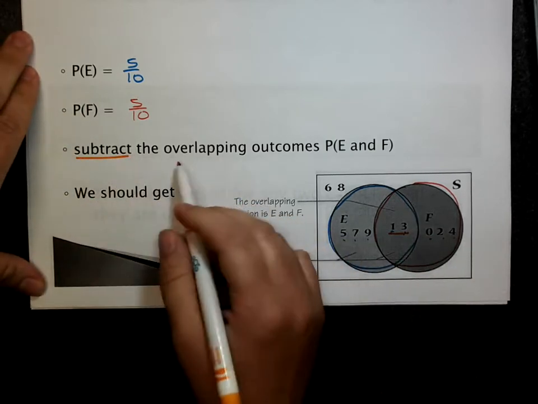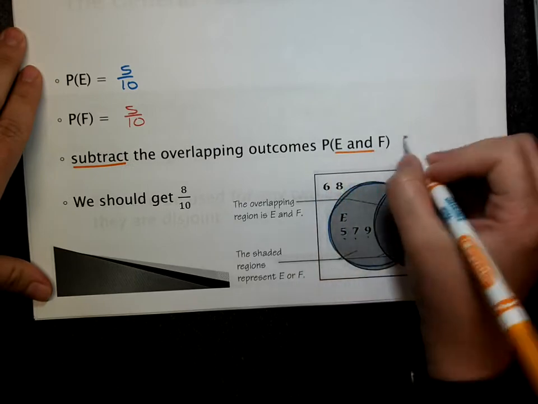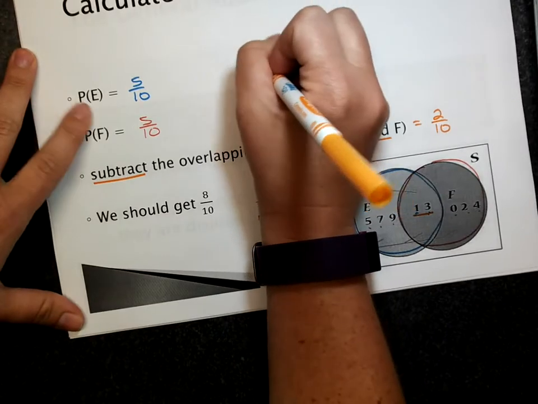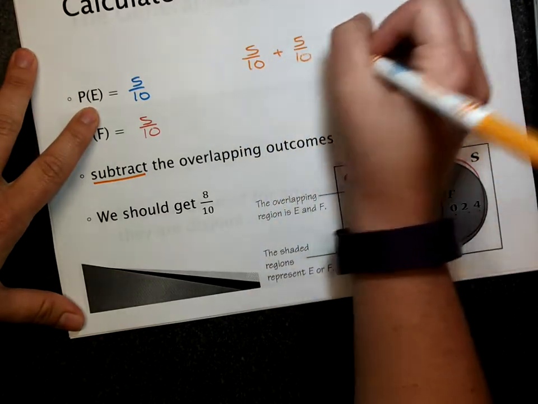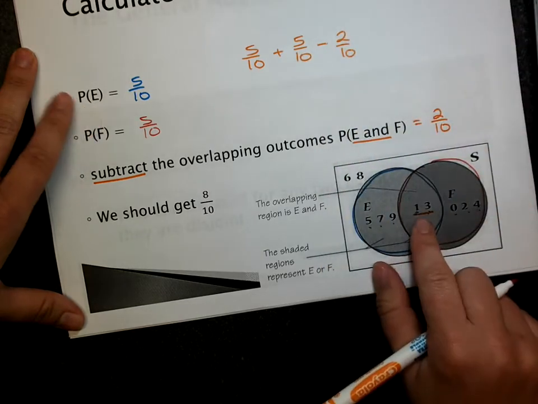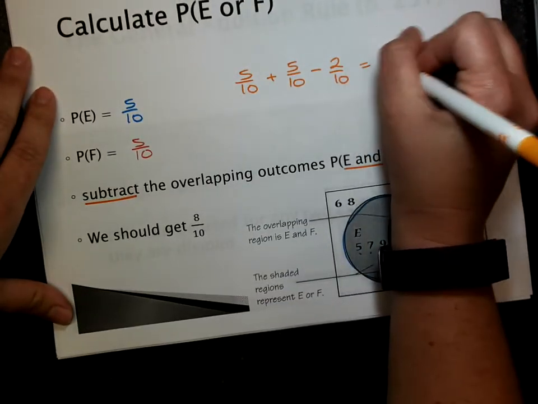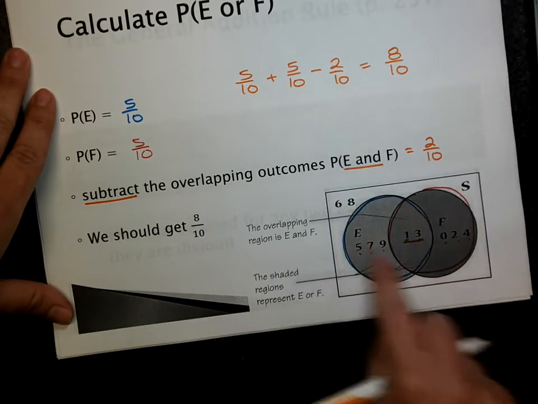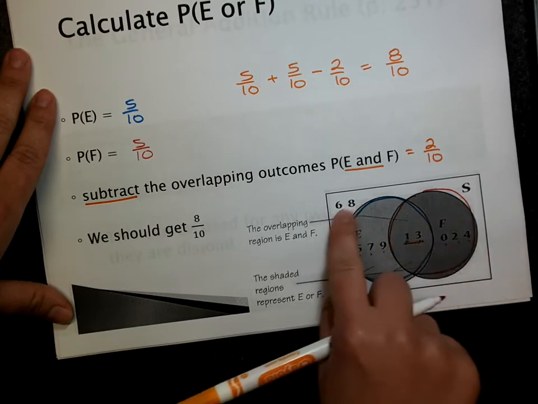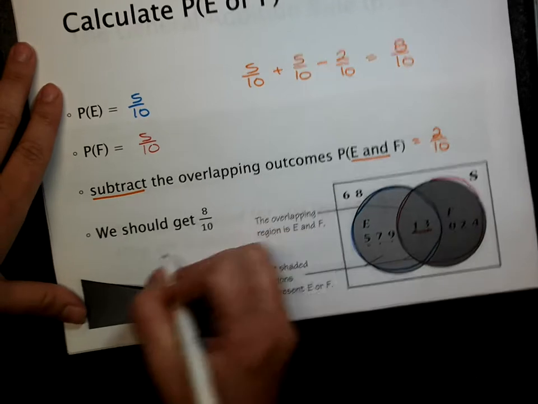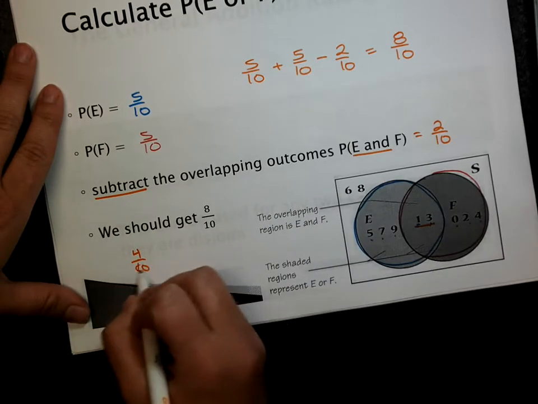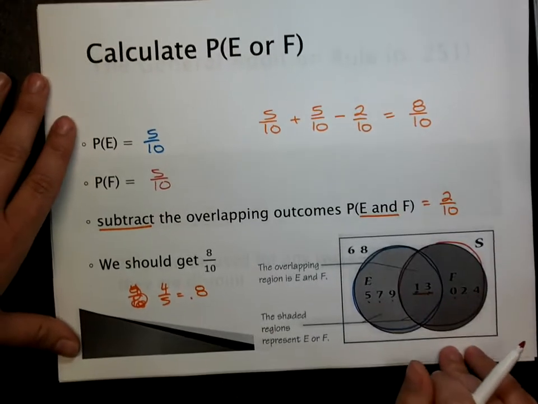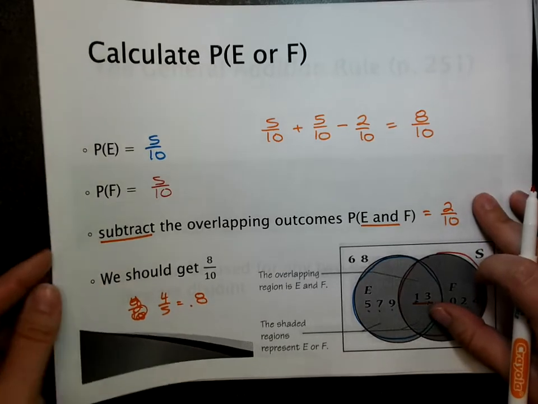So we subtract those overlapping outcomes, which is the probability of E and F, which is 2 out of 10. So if we do 5 out of 10 plus 5 out of 10, and then subtract 2 out of 10 since that got counted twice, that should give us 8 out of 10, which should make sense. 1, 2, 3, 4, 5, 6, 7, 8 total outcomes in the circles, and 2 outside the circle. So 8 out of 10, which reduces to 4 out of 5, 0.8.